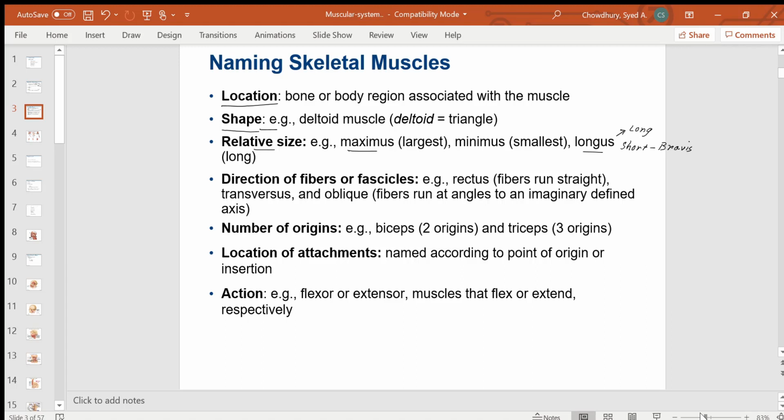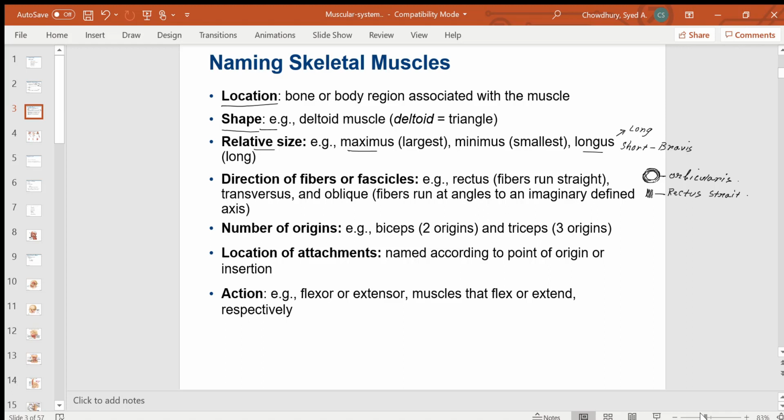Direction of the fibers or fascicles. Sometimes we name the muscle by the direction of the fibers or fascicles inside it. Round muscles around your eye or mouth, if you see inside the muscle, the fibers are circular. So that is called orbicularis. If you see the fibers are straight in a muscle, that is called rectus. Orbicularis means round or circular fibers. Example, orbicularis oris, around the mouth, orbicularis oculi, around the eye. Rectus is straight, rectus femoris, rectus abdominis. Rectus means straight.